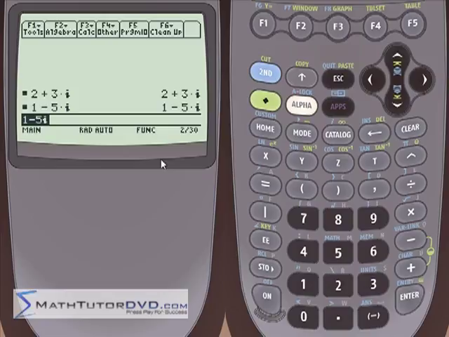Now, if you wanted to do arithmetic with these numbers, it's very, very easy to do. You don't really have to do anything special. So let's go ahead and wrap this 1 minus 5i up in parentheses, and let's multiply it times something else, 4 plus 2i, let's say. Now, if you were doing this by hand, you would have to multiply term by term, and then you would have to know that i squared is equal to -1, and you would simplify.